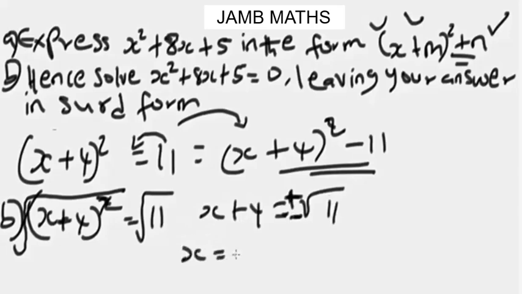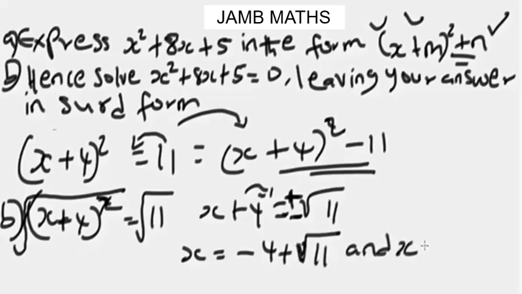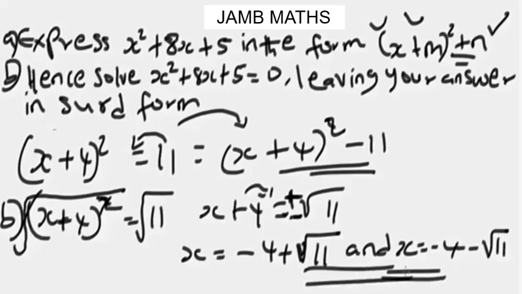When 4 comes over, it becomes negative 4. So x will be either -4 + √11, or x will also be -4 - √11. This will be the answer to this question. It's as simple as that, guys.